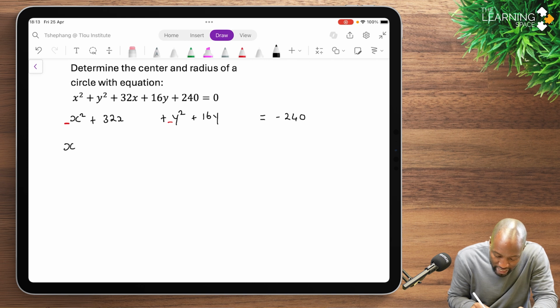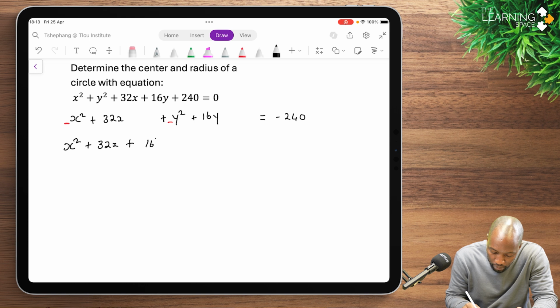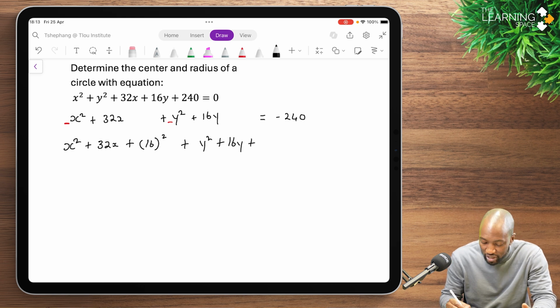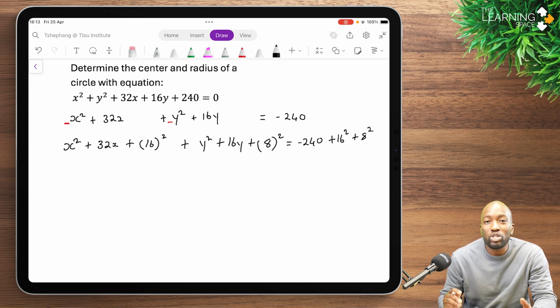Now, we're going to say this is x squared plus 32x. Then what do we do? We take the coefficient of x, we divide it by 2, and then we square it. So 32 divided by 2 will give us 16. That we need to square, and then plus y squared plus 16y, and then plus 16 divided by 2 will give us 8, and then we need to square it. This is equal to negative 240 plus 16 squared plus 8 squared.